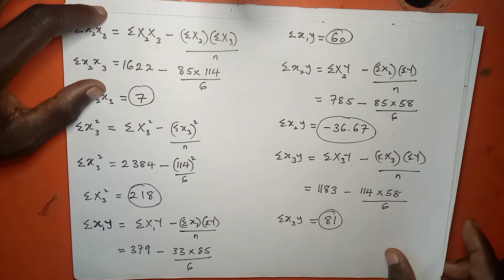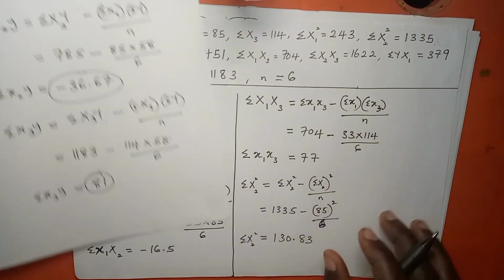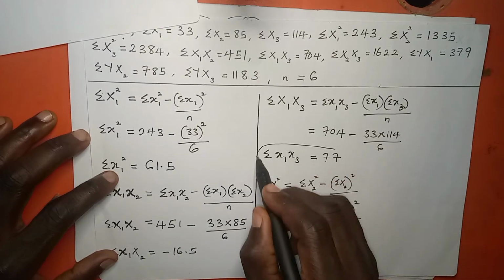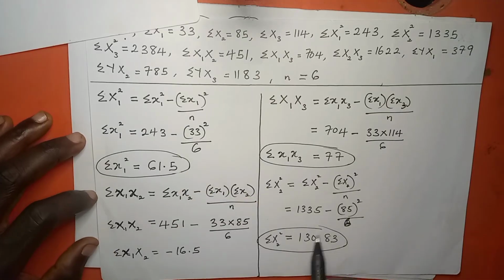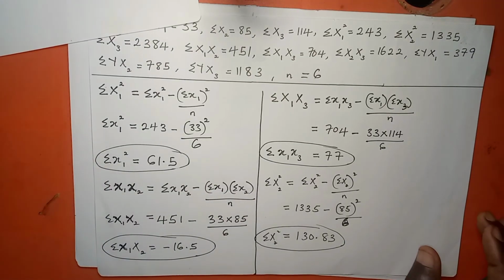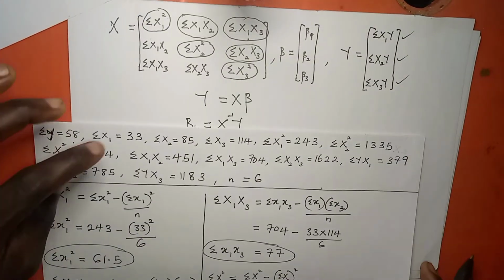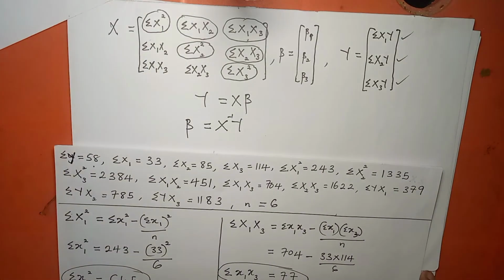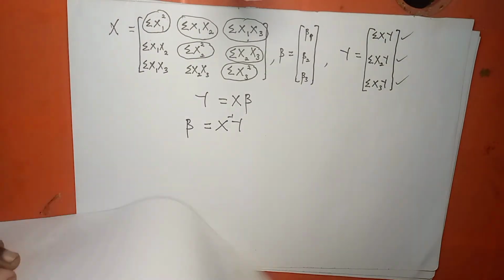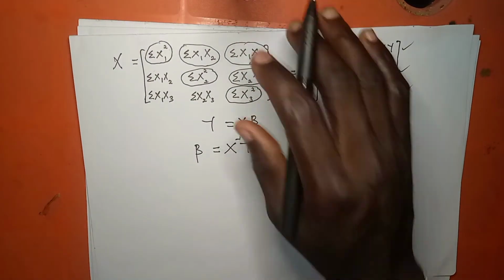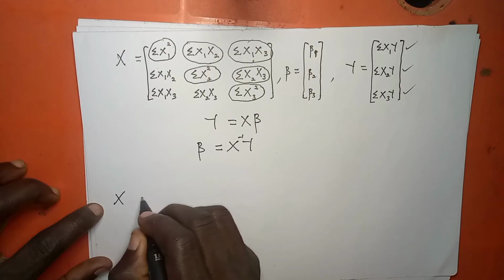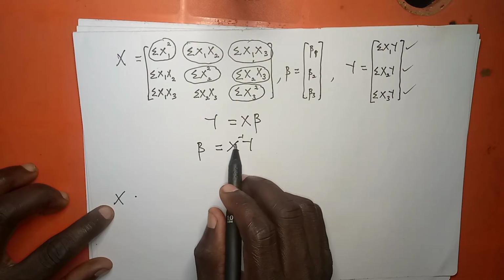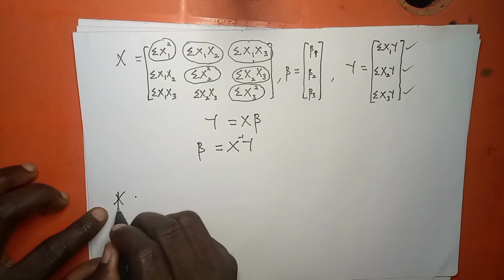So we've gotten the values we needed here. From the previous slide, we have these as well. These are the values we are going to use to prepare our matrices, so I want to present these in the form of matrices. We have an x. If we want to use beta equals x transpose x inverse times x transpose y, so we have beta here. Let me change this one to beta.